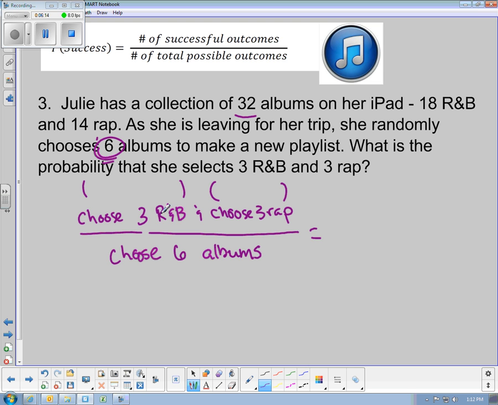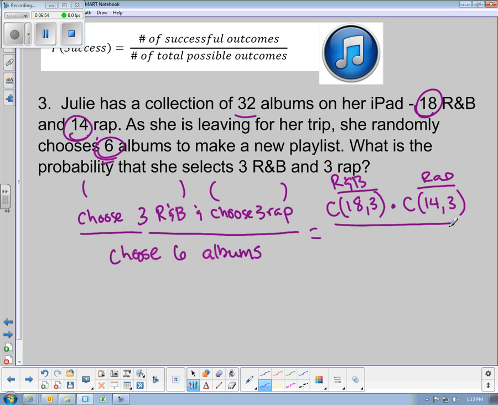So to choose 3 R&B albums, she's got 18 R&B albums to pick from. So that's going to be the combination of 18 choosing 3. Then to choose the 3 rap, she's got 14 rap to choose from. So that's going to be the combination of 14 choose 3. We want both of these things to occur, so we need to multiply those 2 together. That makes up the top. She's got 18 albums that she can choose 3 from. She's got 14 albums that she can choose 3 from, and we need to multiply those together. This is for the R&B. This is for the rap.